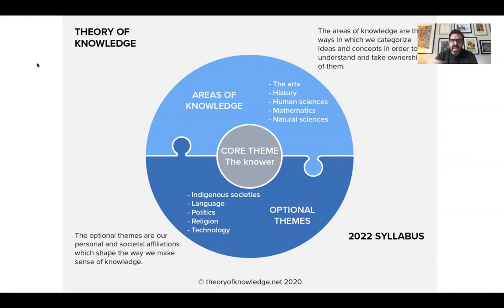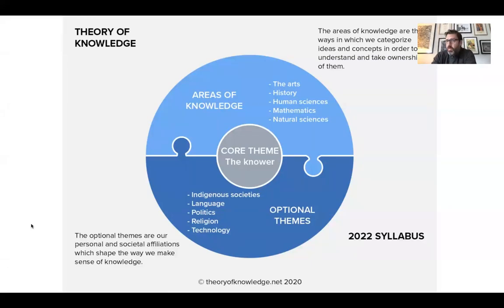And below that, we've got the optional themes, which are actually quite hard to pin down what they are, but I've described them as our kind of affiliations, our personal and societal affiliations, the kind of society that we belong to, the language we speak, the political views that we hold, etc., etc. And these are kind of things that affect the way we view the world and affect the way we categorize knowledge. They're also the tools that we kind of use to gather knowledge. So the optional themes are kind of an interesting part of the course, and perhaps a little hard to nail down, but that's the way in which I describe them. So that's the structure of the course.